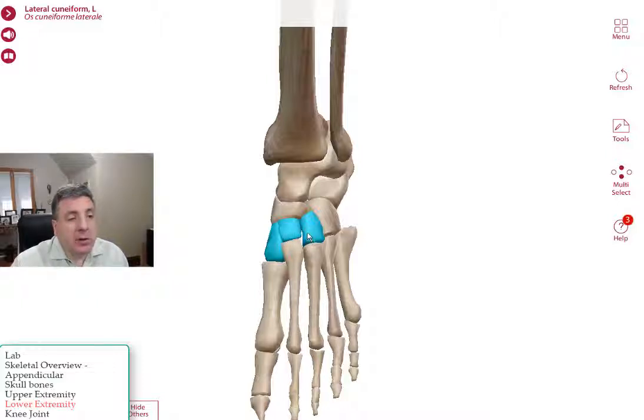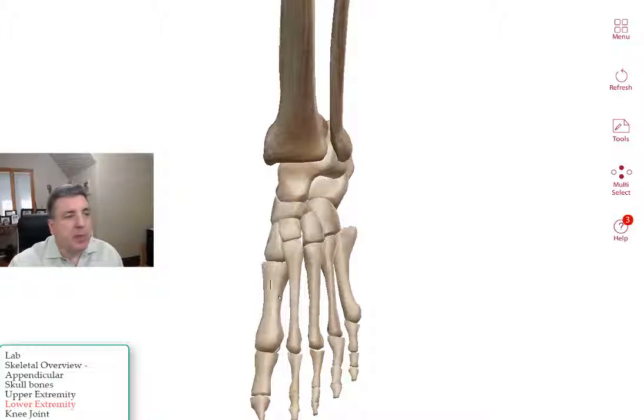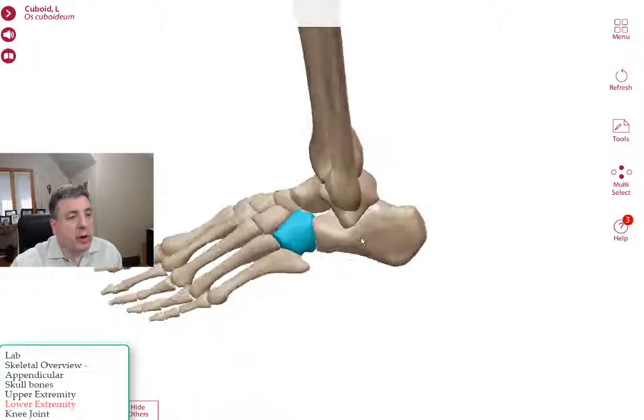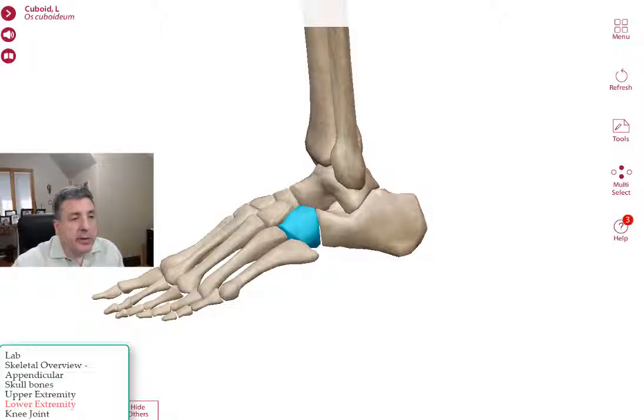They're all known as cuneiforms, but one is known as the medial, one's the intermediate, one's the lateral. Okay, so if this is the medial side, your great toe is on the medial side. So this is the medial cuneiform. This is the intermediate cuneiform, and this is the lateral cuneiform. Okay, and second to the last bone, we have the cuboid in this area. This is also going to articulate with the calcaneus here. It also articulates with all these other bones. I'm just identifying the primary ones.